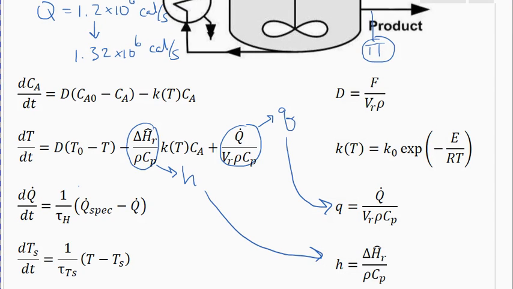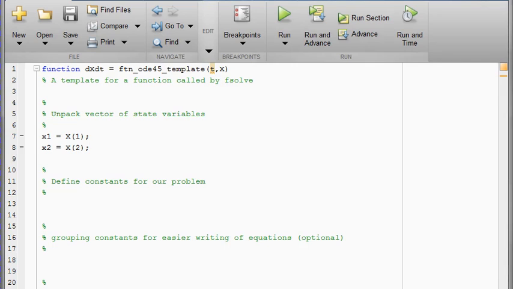So using these equations and also some other constants that we're going to define in the problem so that we have the values for all of our parameters in these equations, we're going to move over to Matlab and program these equations into our template file. So now that we're in Matlab, this is our template file for our function, which is called by ODE45. This should say ODE45 here.